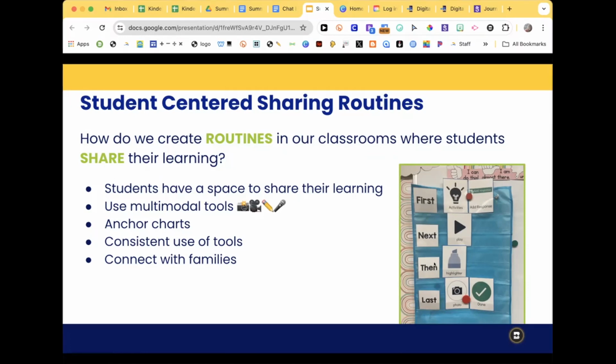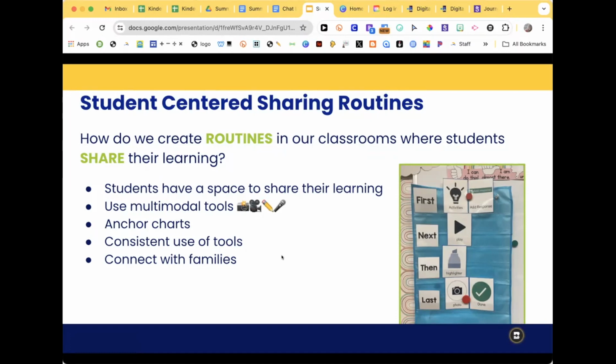We're using all these multimodal tools. They know how to use the camera and the microphone and the drawing tool to share their different thinking. Anchor charts make that really broken down and specific for the kids. And then again, just that consistent use. If I show them how to use Seesaw or Canva or Pic Collage this week, and then we don't use it again for four more months, they're not going to remember how to use that. And it's going to be starting all over again.